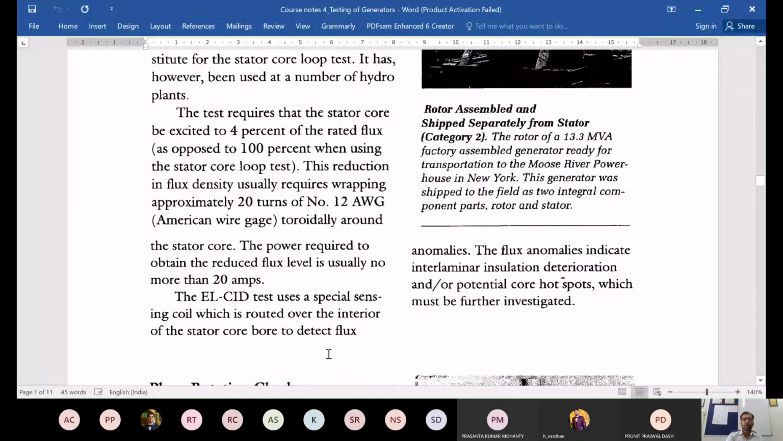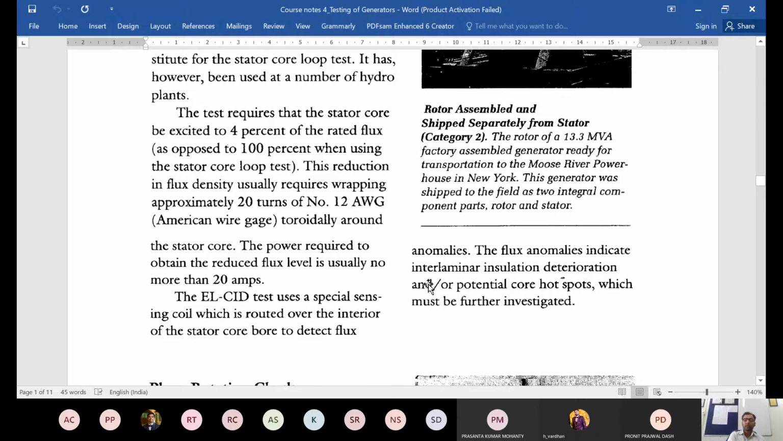But there is this special sensing coil which is put on the interior side of the stator core. So on the stator core, you wind this number 12 AWG, American wire gauge, type of wire with 20 turns. And now in the inner diameter, the stator bore, we put the special sensing coil, and that is good enough for detecting the flux anomalies. So if there is a flux anomaly somewhere, a higher concentration of flux or some distortion of flux, that can be detected by that sensing coil.